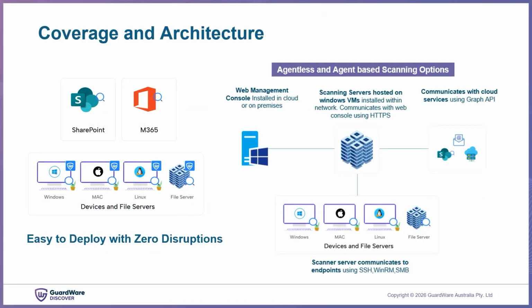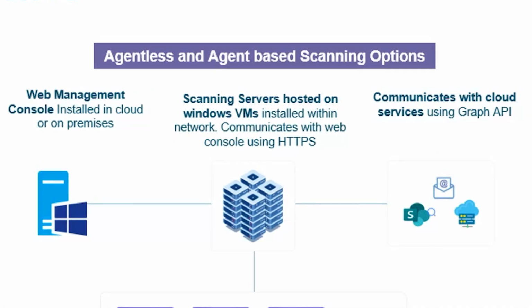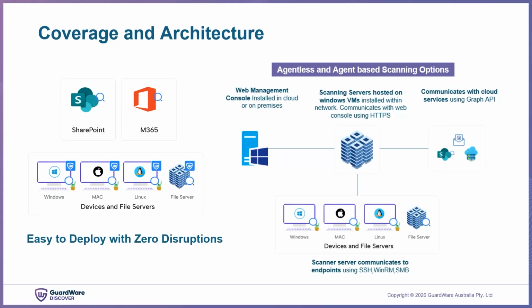Discover's coverage includes M365 environments, endpoint devices, and file servers. These locations can be scanned using a unique agentless technology, making it easy to set up and run with zero disruptions. Agent-based options are available as a backup when the agentless approach is not feasible.